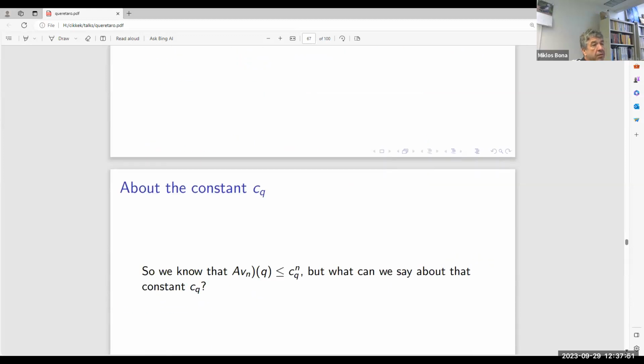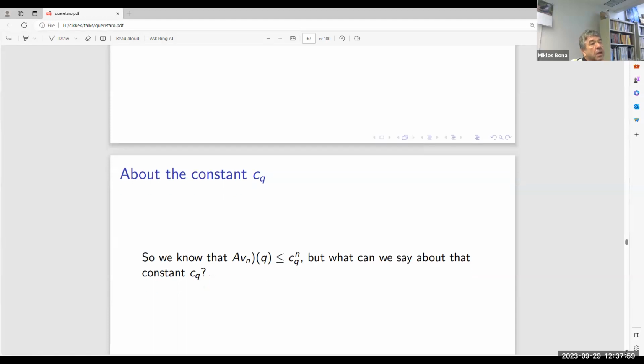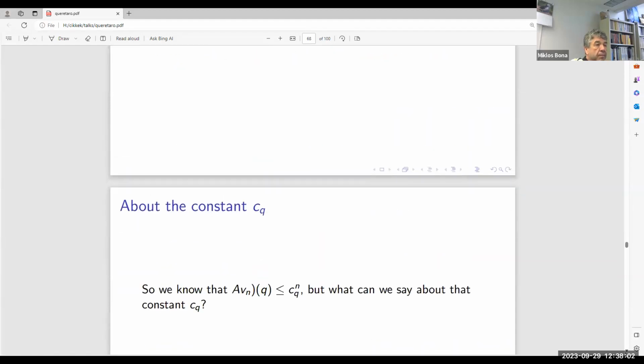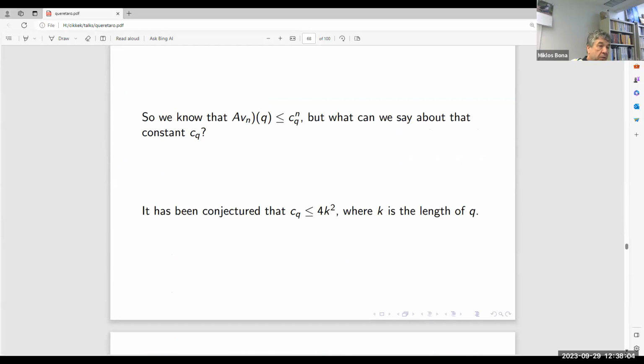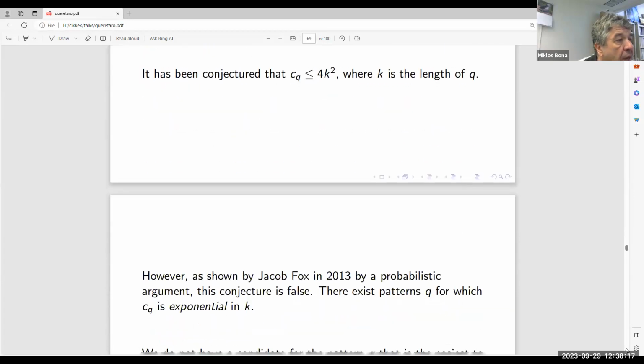What about the constant? So now we don't know basically anything about longer patterns. There are sporadic cases when we know more, but not much. So it has been conjectured that that constant was at most 4 times k squared. And there was also a conjecture about what patterns will achieve that. So which patterns will be the easiest to avoid.